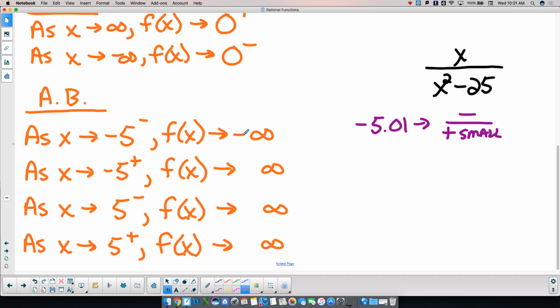Now, number on the right side of negative 5. Negative 4.99. If I put that into the top, I get a negative number. When I square negative 4.99, is that going to be bigger or smaller than 25? Smaller, because 4.99 is smaller than 5. Subtracting 25 then is going to give me a negative small number.